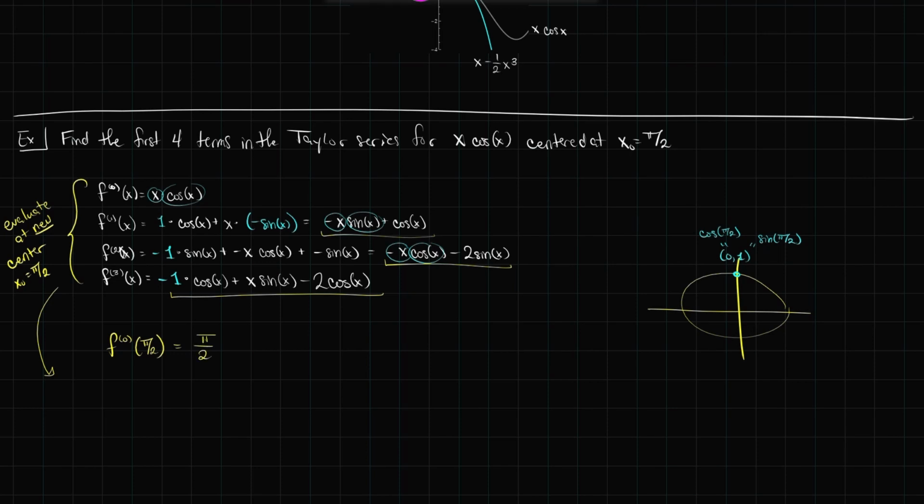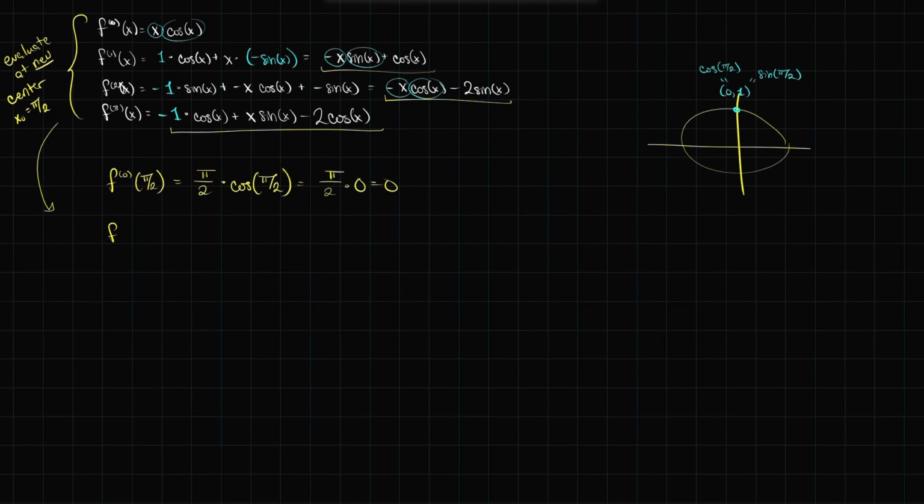So that's going to be pi over 2 times cosine of pi over 2, which is going to give me pi over 2 times 0, which is going to be 0. And then we have the first derivative of f evaluated at pi over 2. That's negative pi over 2 sine pi over 2 plus cosine pi over 2, which is going to give me negative pi over 2 times 1 plus 0, which is negative pi over 2.